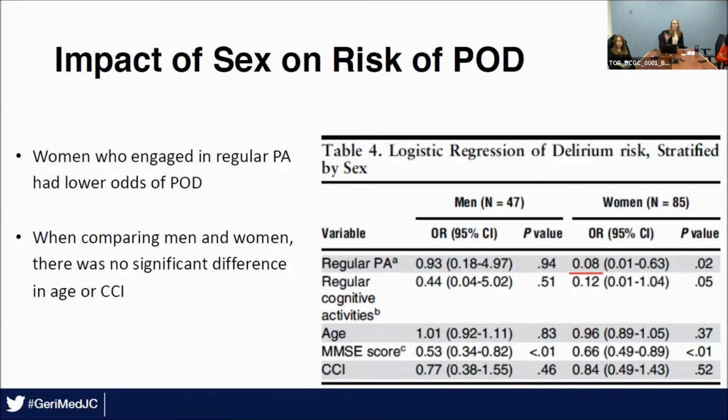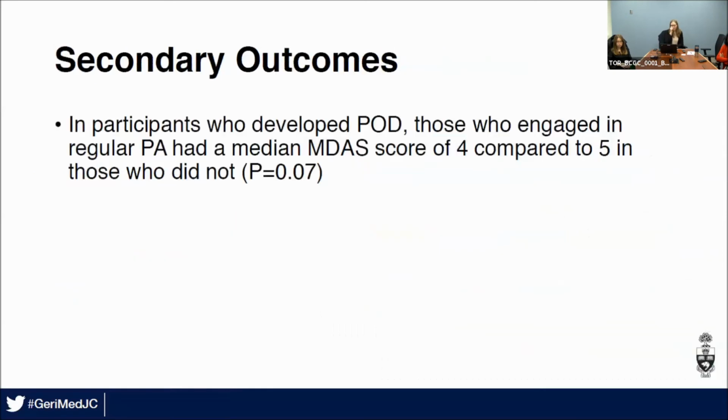And then when looking at men versus women, there wasn't a significant difference in age or the CCI, the Charlson Comorbidity Index. So again, they also wanted to look at the severity of delirium to see if this had an impact. But they didn't actually find that people who engaged in regular physical activity, meaning those who engaged in physical activity 6 to 7 days per week, had a median MDAS score of 4 compared to 5 in those who did not. So that was a p-value of 0.07.